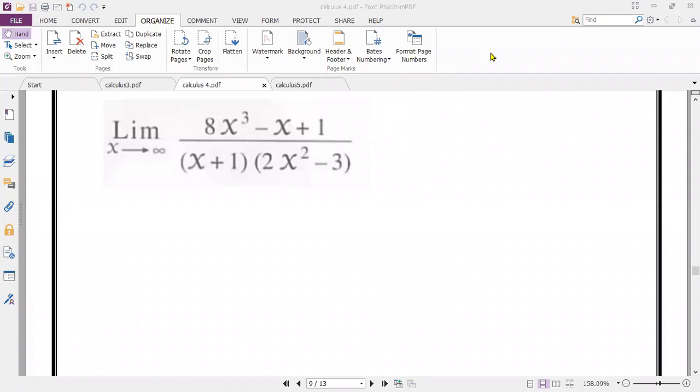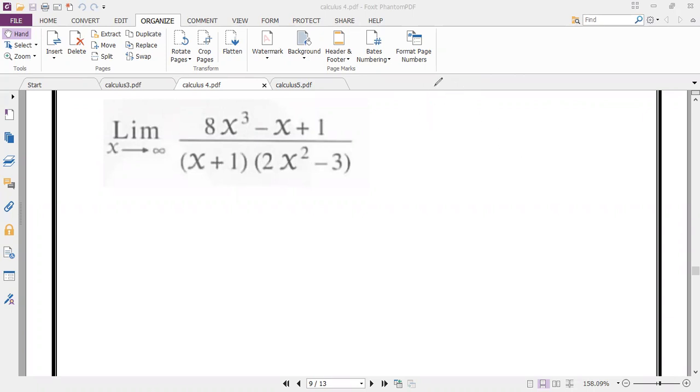How can we get this limit here? What is the term with the highest power in the denominator? If you expand x plus 1 multiplied by 2x squared minus 3, you will get a term with the power of 3. So the highest power at the bottom is x to the power of 3.